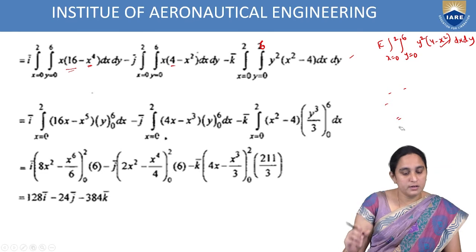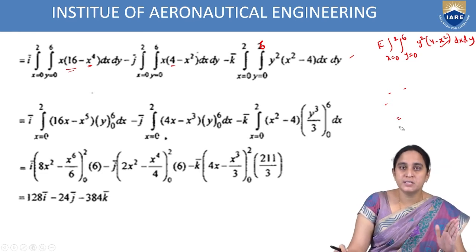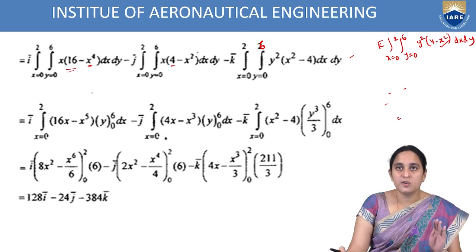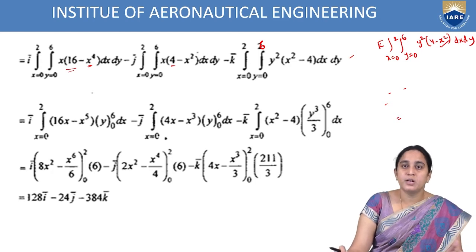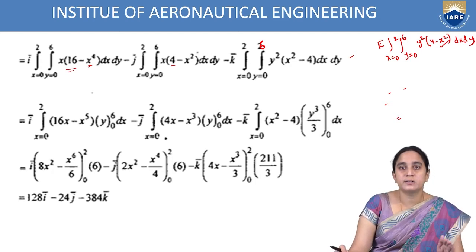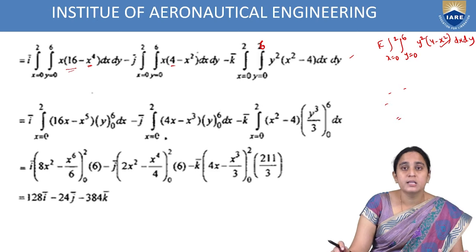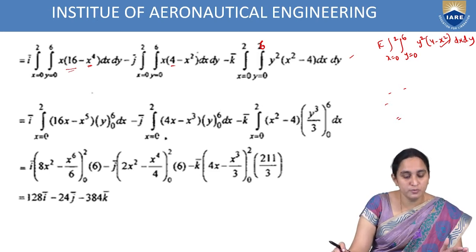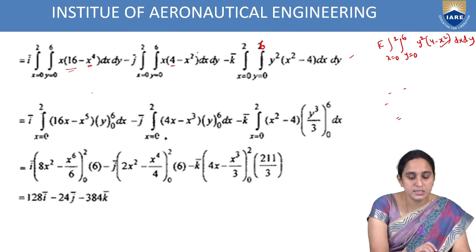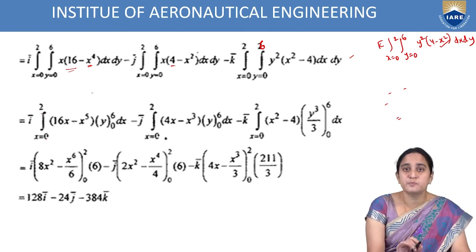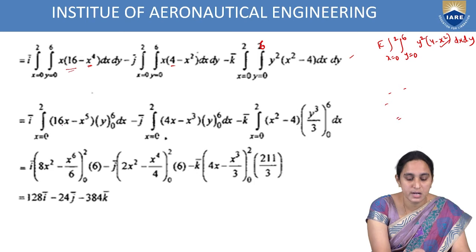Next, after substituting the limits of z, now integrate with respect to y. What's the concept of the volume integral? First integrate with respect to z, after that integrate with respect to y. Now, z integration is over and the limit points are also substituted. Now, integrate with respect to y. That means here i bar into integral of x is equal to 0 to 2, with respect to y integration here, 16x minus x power 5.